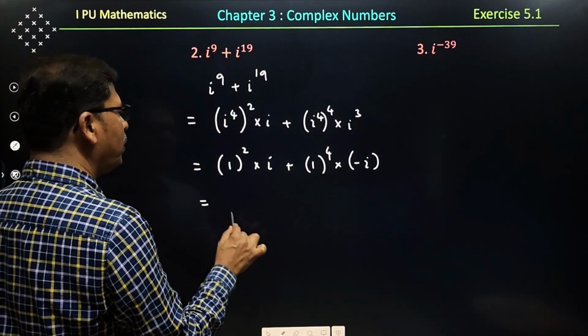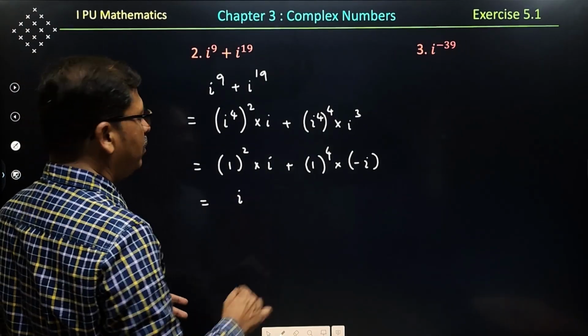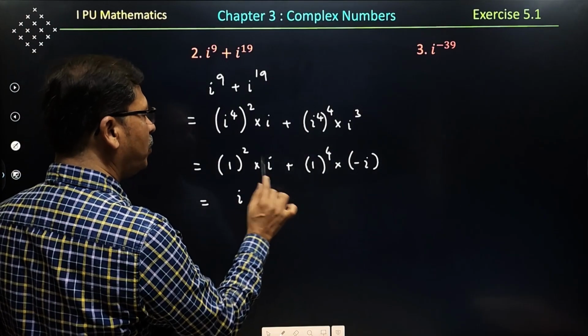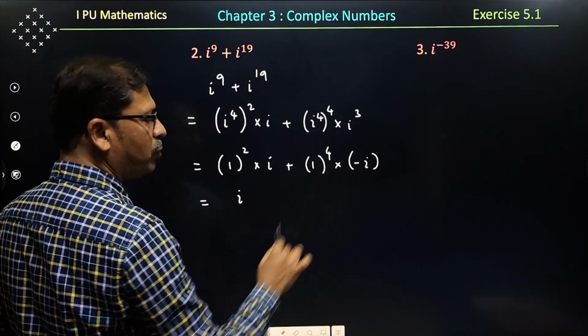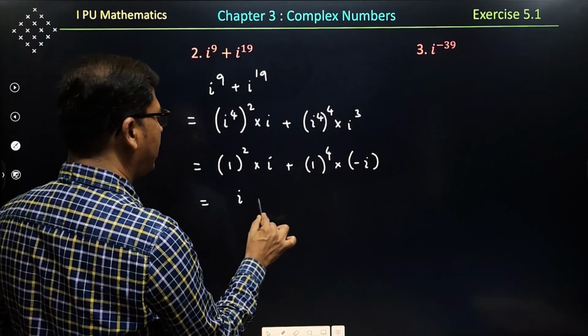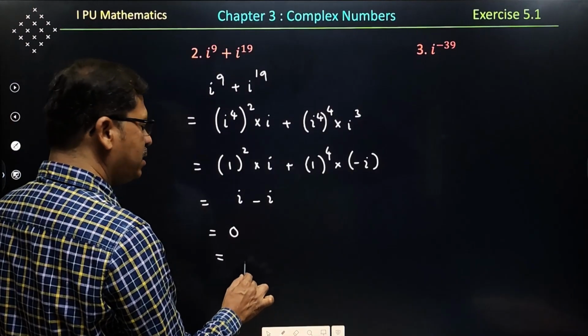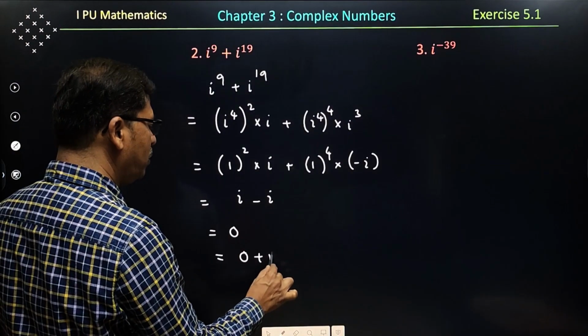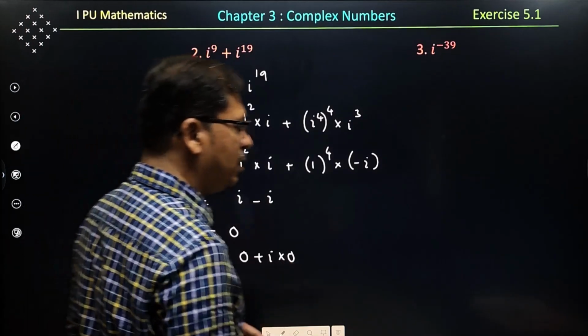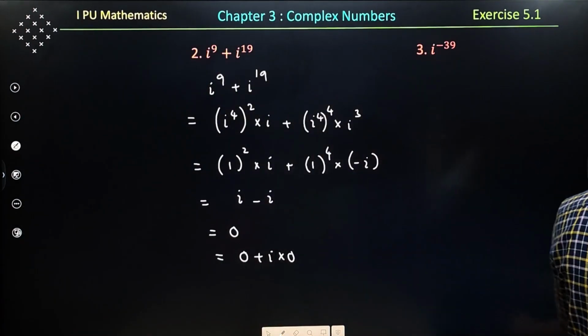So this is equal to what you are getting? i plus i only, this is 1 to the power 4, 1 leave it, and then minus i. i minus i leads to what here? 0. And this can be written as 0 plus i into 0 here. So this is the answer for this question here.